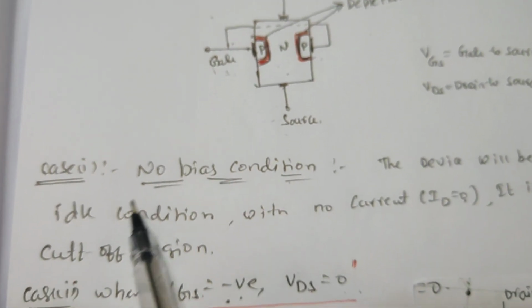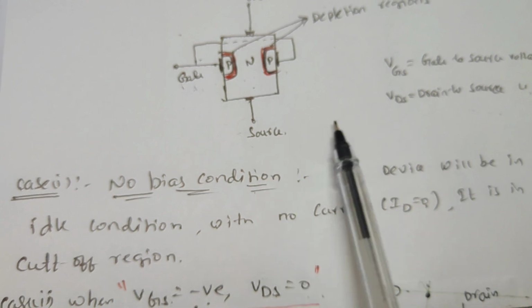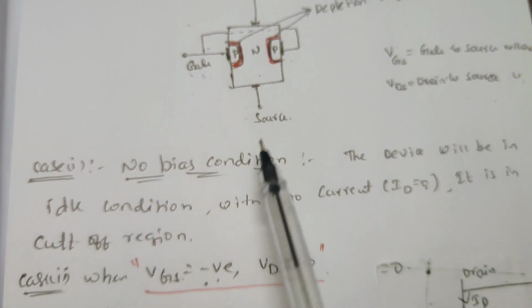The first condition is the no bias condition. When we are not applying any voltage, the device will be in an idle condition, so there is no output current or drain current. The device will be in the cutoff region.